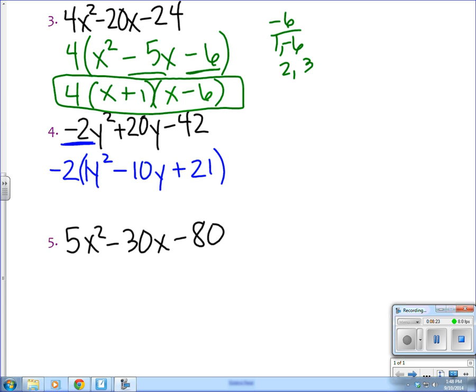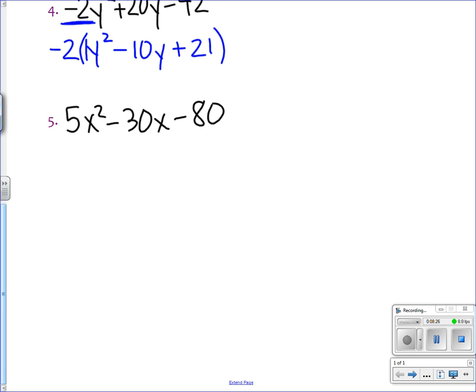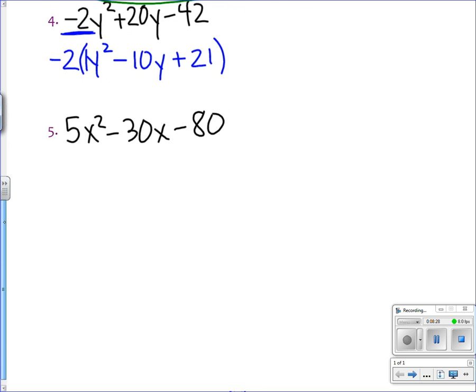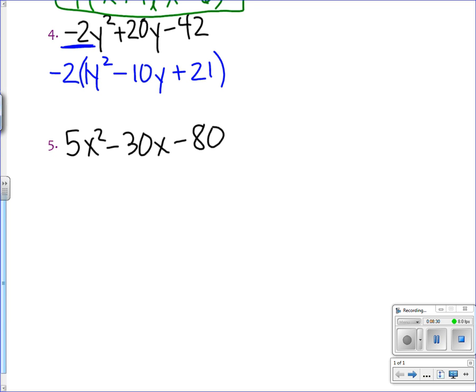So we want to look at factors of what number that add up to what? Yep. So we want factors of 21 that add up to a negative 10. So factors of 21, we have 1 and 21, 3 and 7. So if they have to multiply to be positive but add up to a negative, that means they both have to be negative, right? So which pair, if they're both negative, add up to a negative 10? 3 and 7. So they're going to have to both be negative.